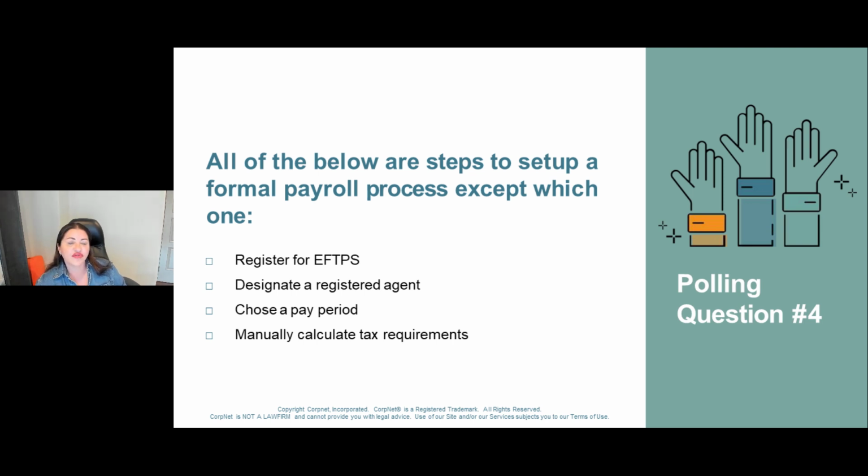We are in time for our fourth polling question. Gail, back to you. Okay, this is our fourth and last polling question for this event. The question is, all of the below are steps to set up a formal payroll process, except which one? The answer options are register for EFTPS, designate a registered agent, choose a pay period, or manually calculate tax requirements. So choose the one that you think is correct and click submit.